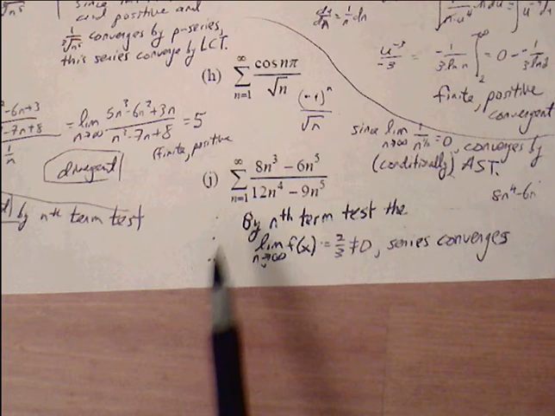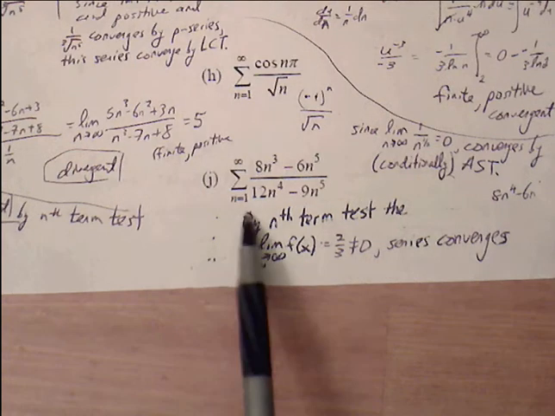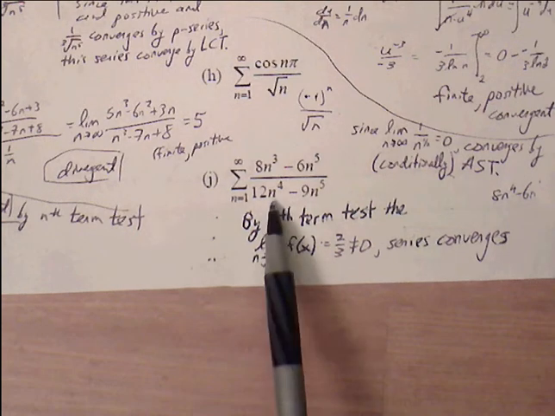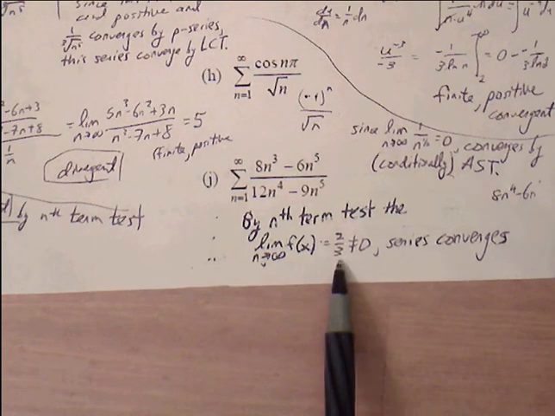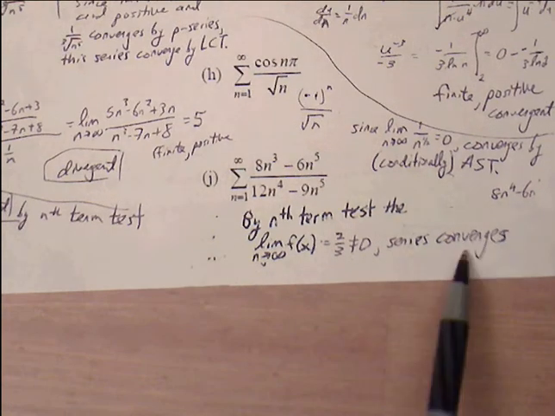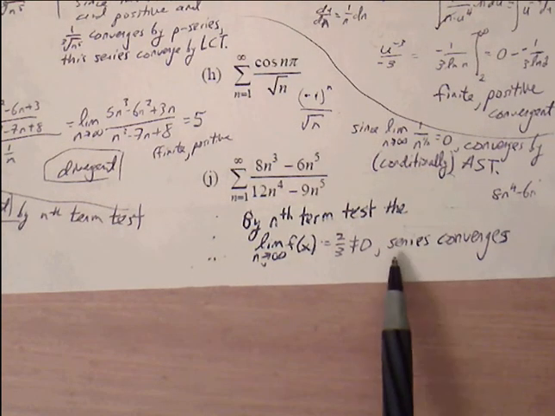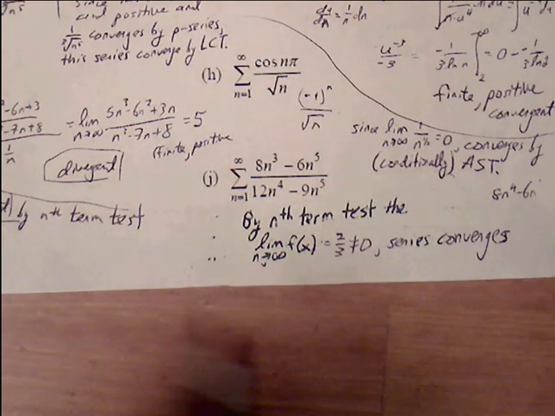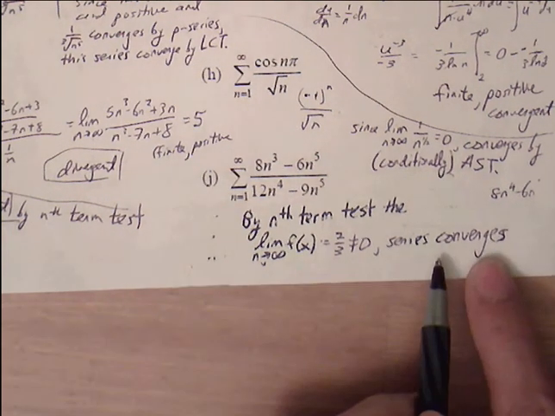And for j, we see that the nth term test will produce 2/3, and 2/3 does not equal 0, so therefore the series must diverge. Okay, not converge. The series diverges.